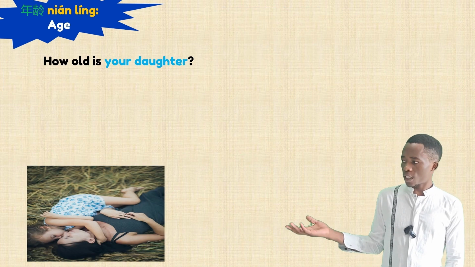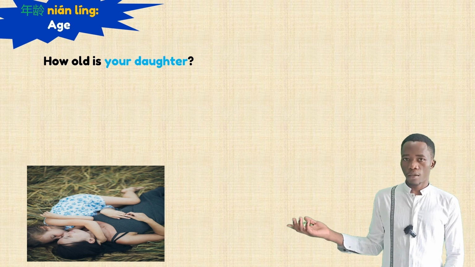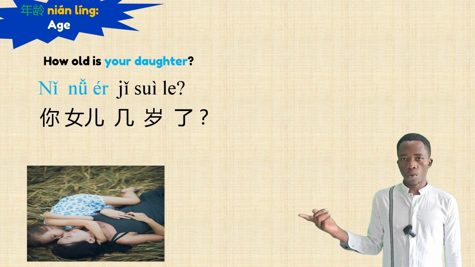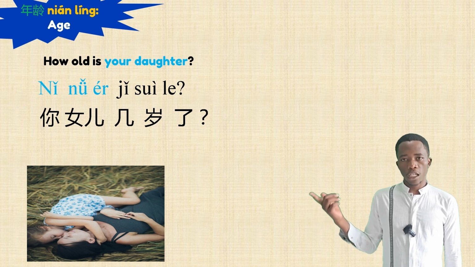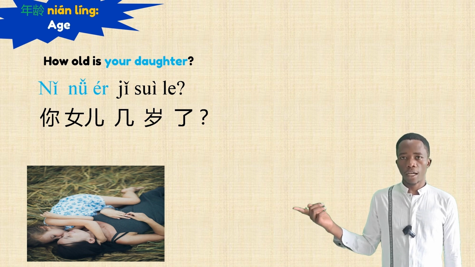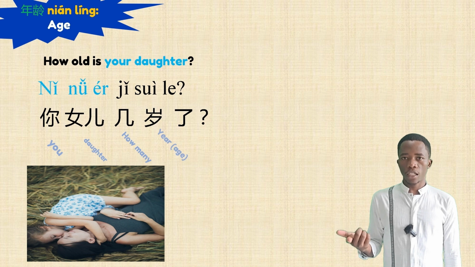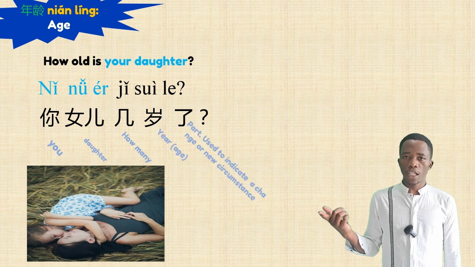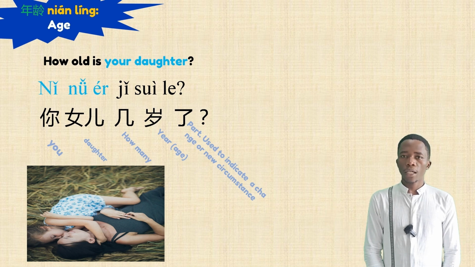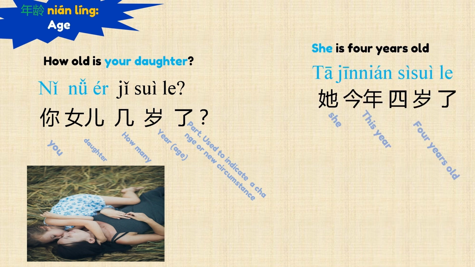You may also need a person to tell you the age of another person. For instance, on this picture, there is a mom and a daughter. You may ask this mom, 你女儿几岁了. 你 you, 女儿 daughter, 几 how many, 岁 age, 了 a particle used to indicate change or circumstance. 你女儿几岁了 How old is your daughter? 她今年4岁了. She is 4 years old.